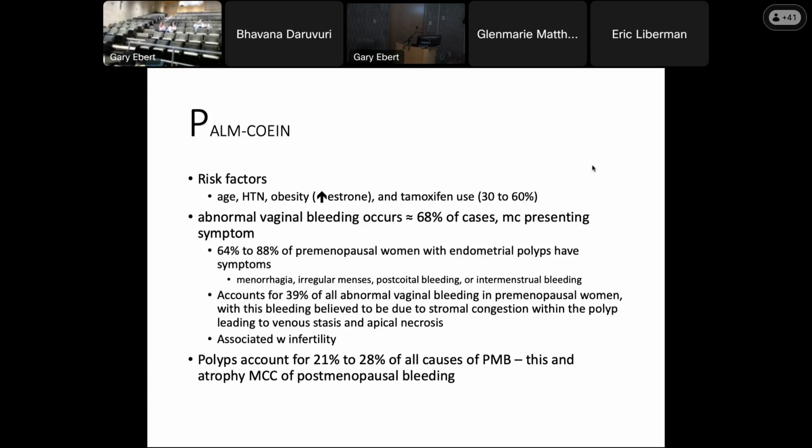Endometrial polyps cause bleeding because they get congestion at the end of the polyp, which causes stasis, which leads to necrosis, which leads to bleeding of the blood vessels. Polyps can also be associated with infertility. And polyps and atrophy are the most common causes of postmenopausal bleeding. One of the most common causes is polyps.